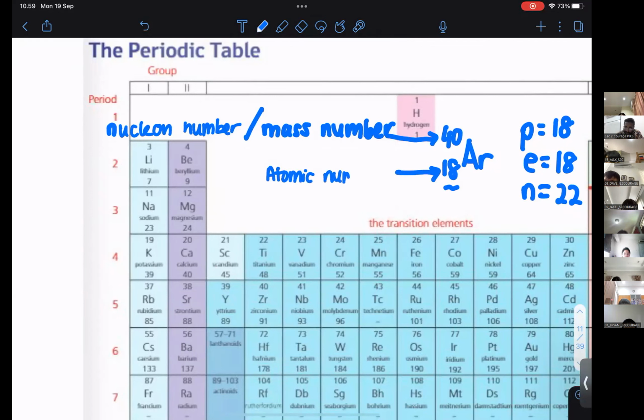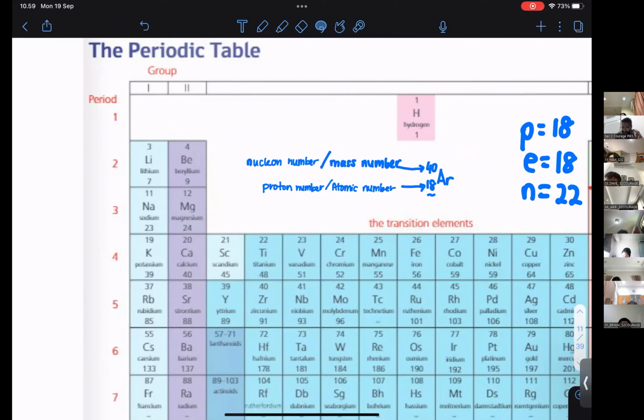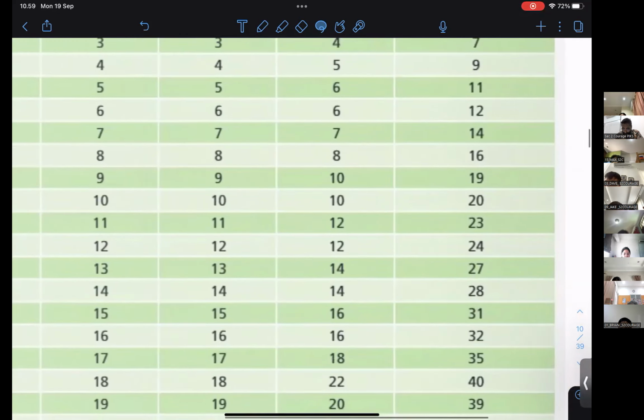Or another name, maybe Brian, can you tell us? Proton number. Okay, proton number. So I'll just make it smaller a bit. Please take note of this. Now let's go back.